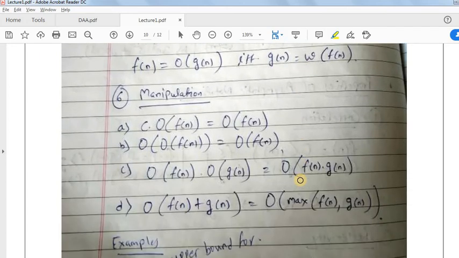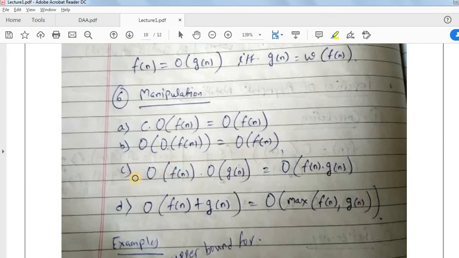Manipulation. The sixth and final property: if some constant is multiplied with big O of f of n, the result will be big O of f of n. As we already saw, constants will be treated as minor and those can be simply reduced to major terms. If I have big O of f of n, it will be nothing other than big O of f of n.